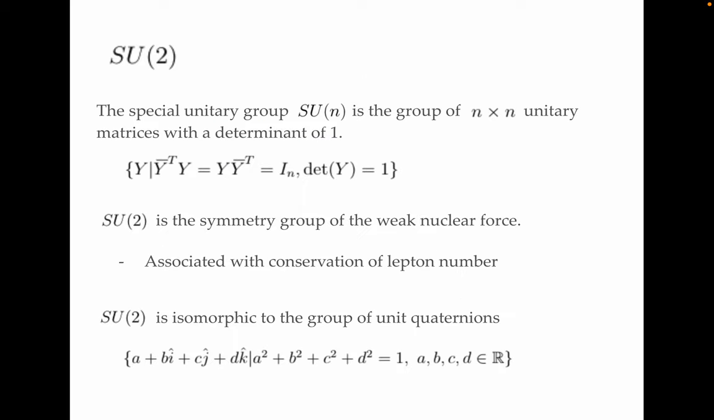What do our other groups look like? Recall that SUN will be the n by n special unitary matrices. SU2 corresponds to the weak interaction and can be used to describe properties like the isospin of fermions, such as leptons and quarks. It is isomorphic to the group of unit quaternions, which is given by this formula right here, and its symmetries correspond to the law of conservation of lepton number.